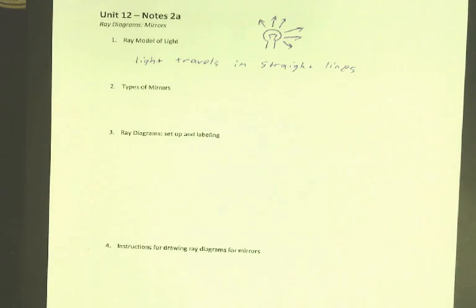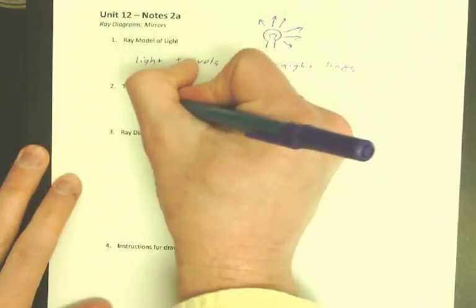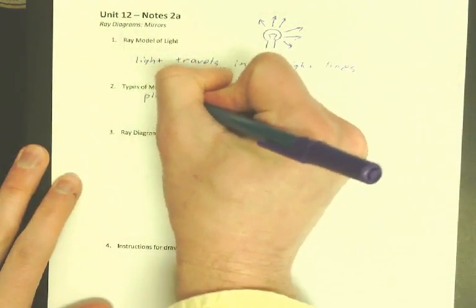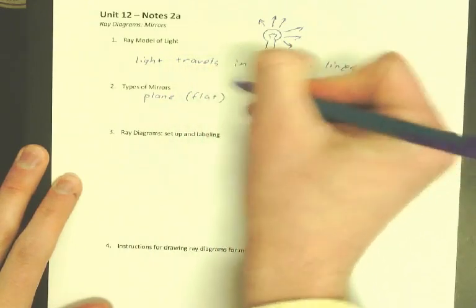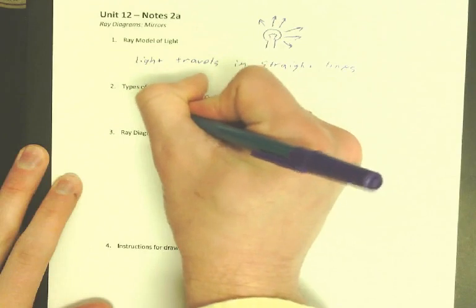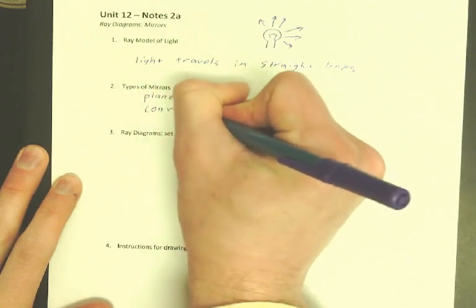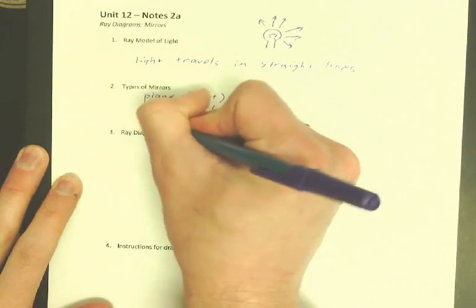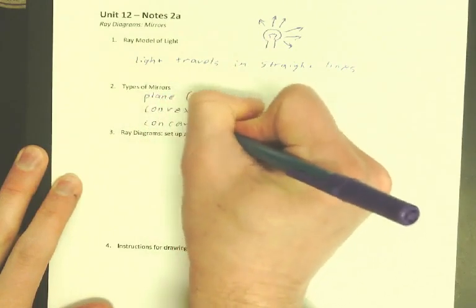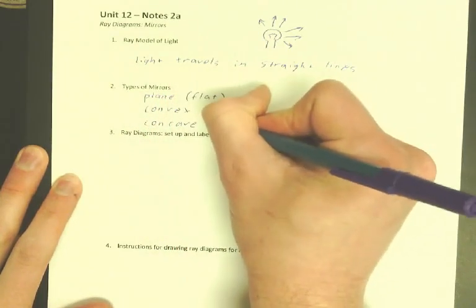All right, types of mirrors. So there are three types of mirrors. There's plane mirrors, which are flat mirrors. And then there's two types of curved mirrors. There's convex, which we've talked about, which looks like this. And there's concave, which looks like this.